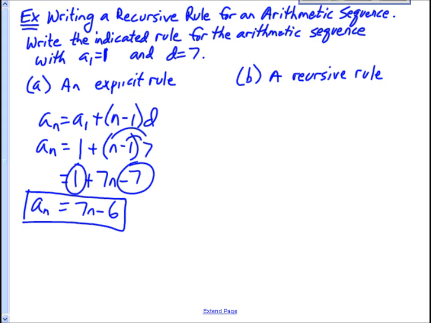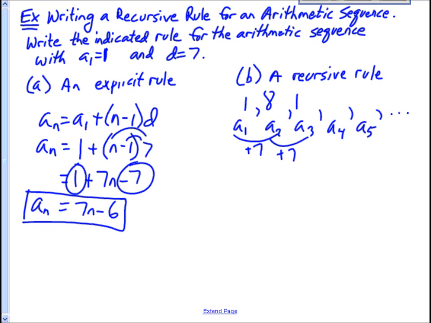Now we want the recursive rule. If you think about this, our first term is 1, and there's a common difference of 7. That means it goes up 7, right? It's arithmetic. So the next one's going to be 8. And then it goes up 7 again, so the next one's going to be 15. And up 7 again, 22, then 29, and so on. So it goes up 7 each time.